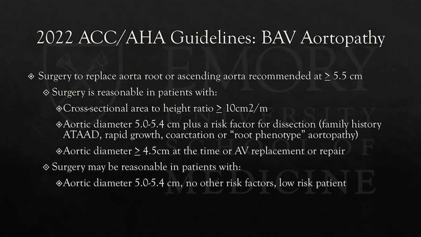So in general, more than 5.5, we're always offering an operation, or most of the time we're offering an operation unless the patient's extremely high risk. Anywhere in that 5 to 5.5 centimeter range, it's an ongoing discussion. And then anyone that needs surgery for another reason, whose aneurysm is greater than 4.5 centimeters, we would generally replace the aorta at that time.